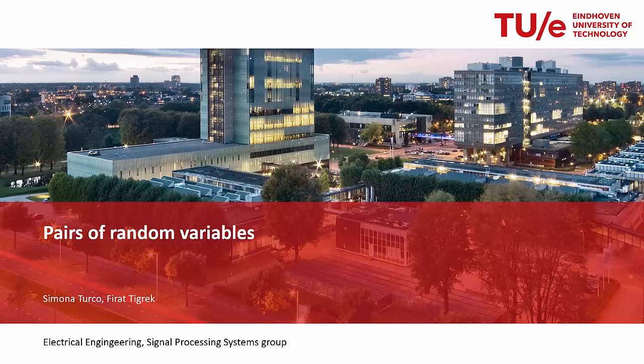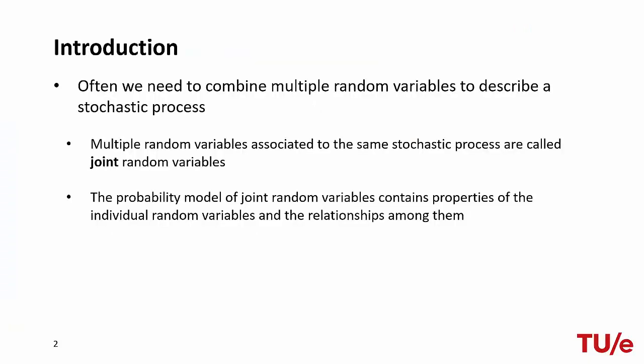Welcome to this video in which we discuss pairs of random variables. So far, we have talked about single random variables. However, often we need to combine multiple random variables in order to describe a random process. When a stochastic process is explained by multiple random variables, these are said to be joint random variables.